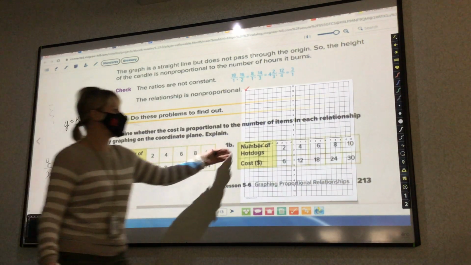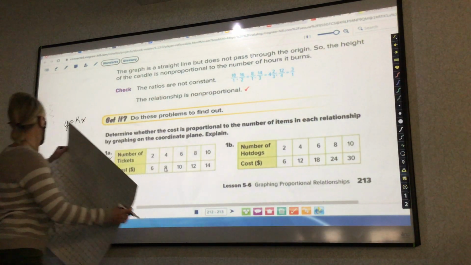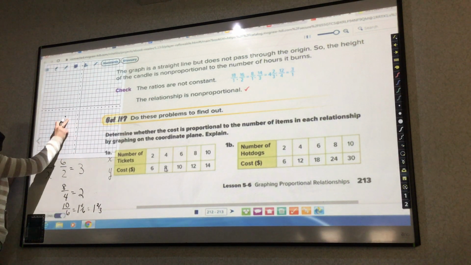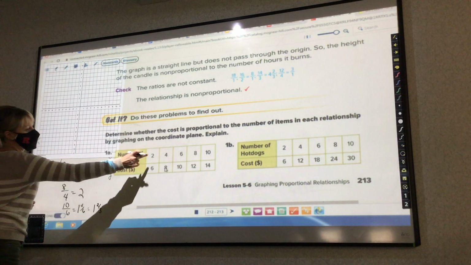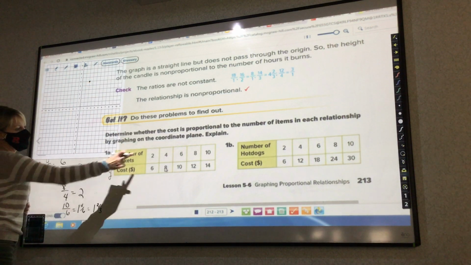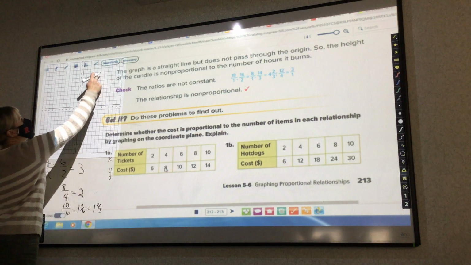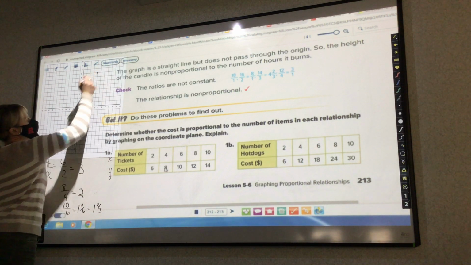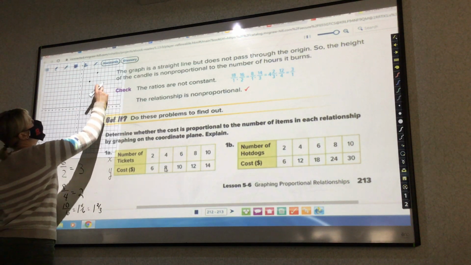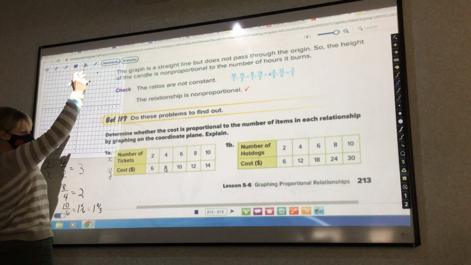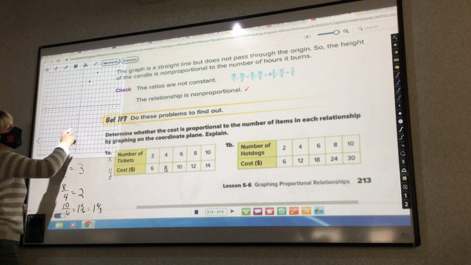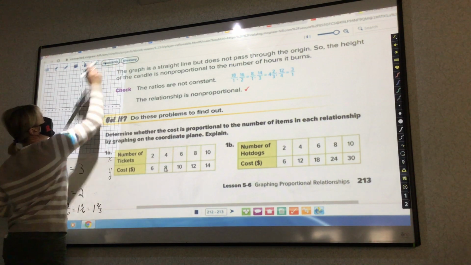Now, I know this is going to be kind of hard to see with all of my other words up here. So if we look here, we're going to graph this. This is my x, so I go over 2, up 6. Then I go over 4, up 8. Then I go over 6, up to 10. Am I on the right one? And then I go over 8, up to 12, right? And then it would be up there.